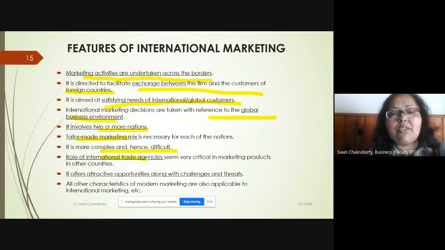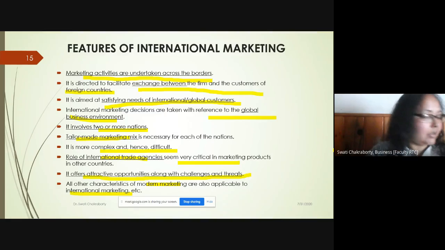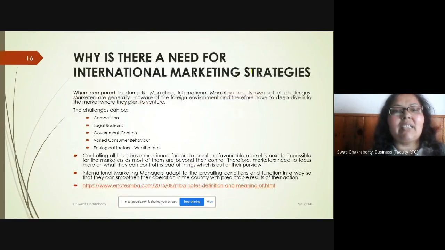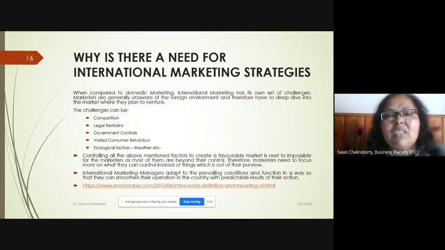International trade agencies play a very critical role in marketing products in other countries. It offers attractive opportunities along with both challenges and threats, and all other characteristics of modern marketing are also applicable for international marketing. So, why is there a need for international marketing strategies, right?